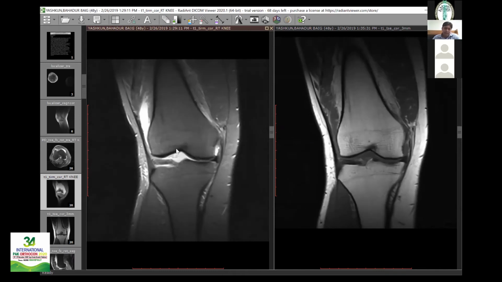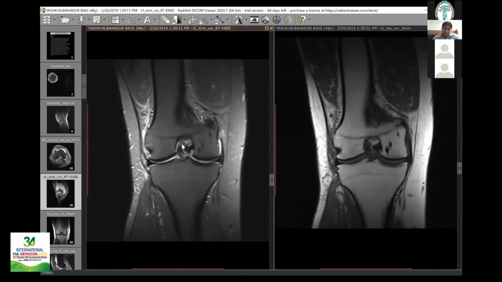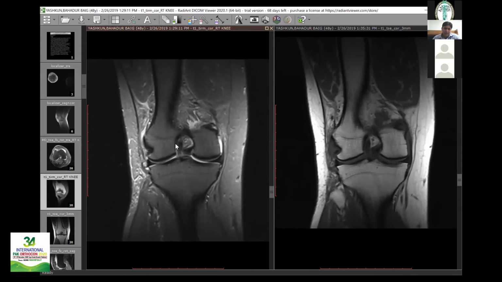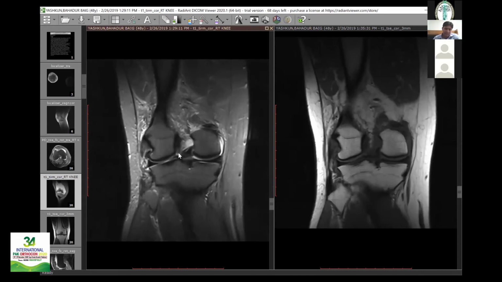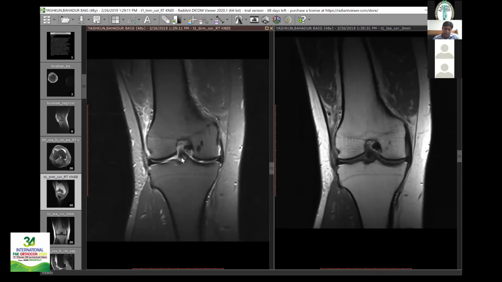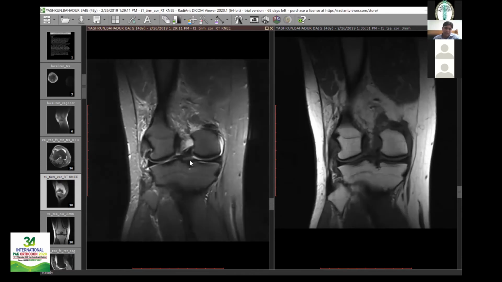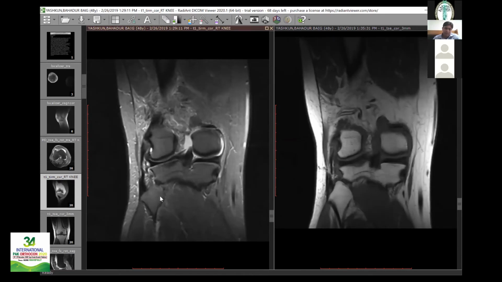And these are the cruciate ligaments in the intercondylar notch. So this is the anterior cruciate ligament, which is arising from the lateral condyle, and it attaches on the tibia anteriorly. So here you can see the tibial spine. This is the posterior cruciate ligament, which is arising from the medial femoral condyle, and it attaches to the tibia posteriorly. Here you can see the fibular head.